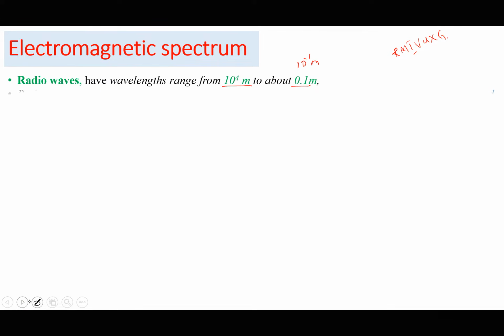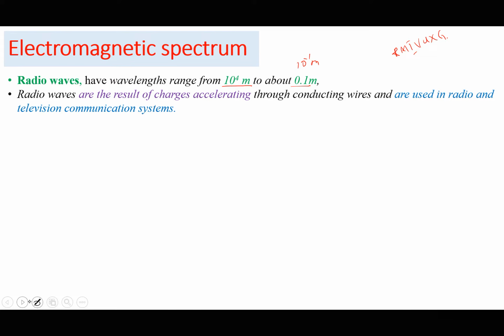They are a result of accelerating charges. Just like I mentioned, all electromagnetic waves are produced by oscillating charges. So even these ones are a result of charges accelerating through conducting wires, and they are commonly used in radio and TV communication systems. Those are the radio waves. We shall not go into the details of these radio waves at this level.